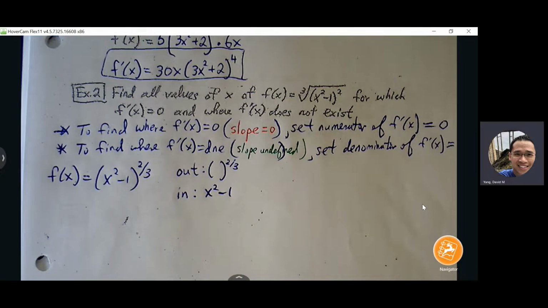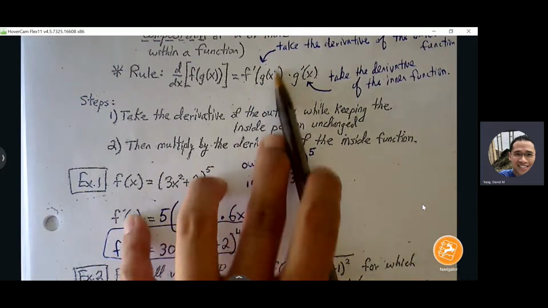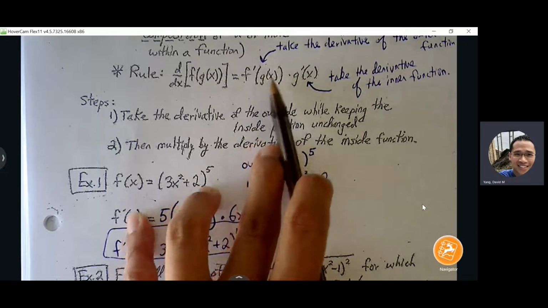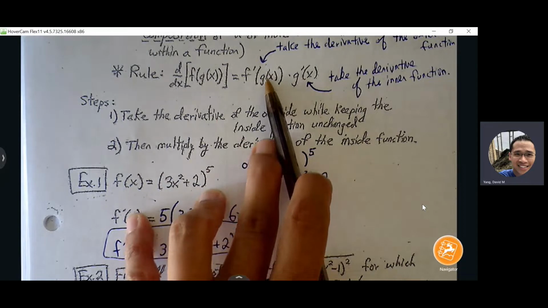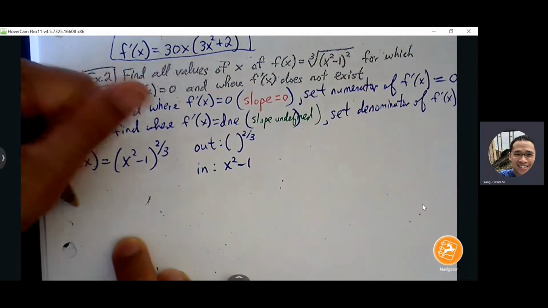So we're going to take turns with each derivative. Okay? We're going to come back to our formula here, f prime of g of x. So take the derivative of the outside function, but rewrite the inside function and insert it into the parentheses. Okay? So let's do that, f prime.